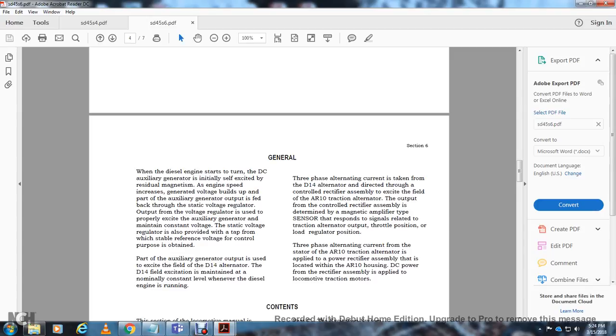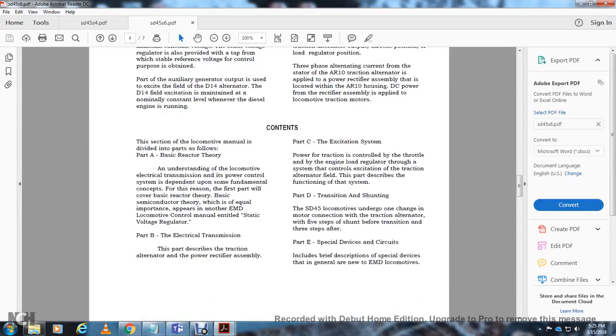The three-phase alternating current is taken from the D14 alternator directly through the controlled rectifier assembly, excited with the field of the AR10 traction alternator. The output of the control rectifier assembly determines the magnifier amplifier type of response with the signal related to the traction alternator output, the throttle position, load regulator position, three-phase alternating current through the starter, AR10 traction alternator speed, all the power rectifier assembly. This is located with the AR10 housing. DC power from the rectifier assembly is applied to the locomotive traction motor contents. The section of the locomotive is mainly divided into parts as follows.